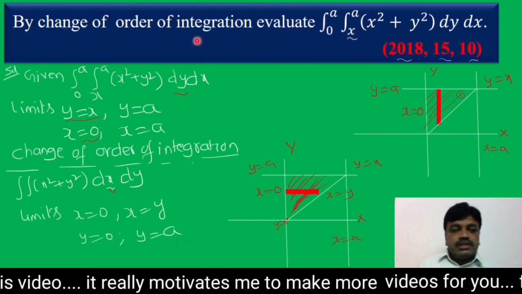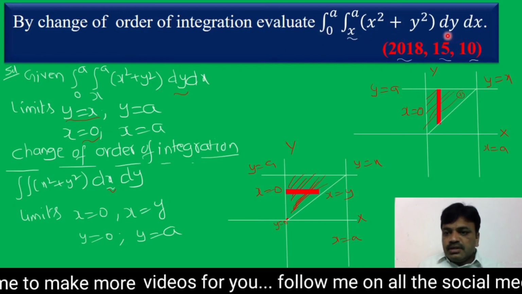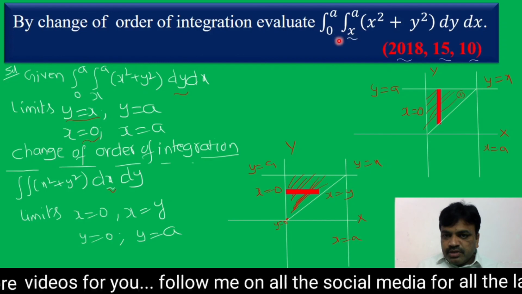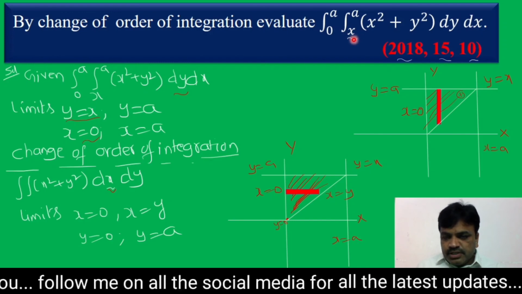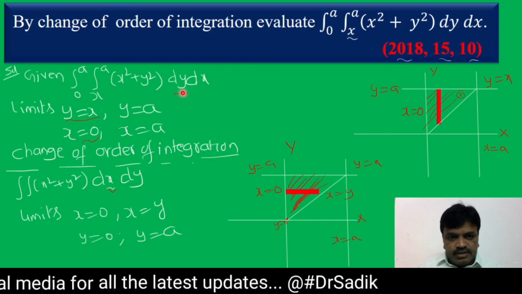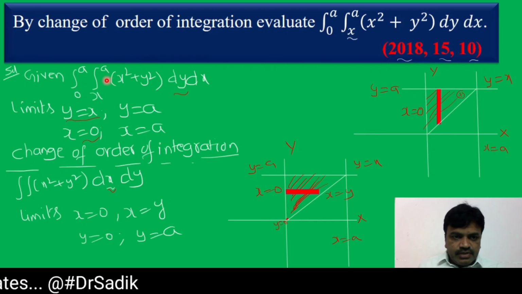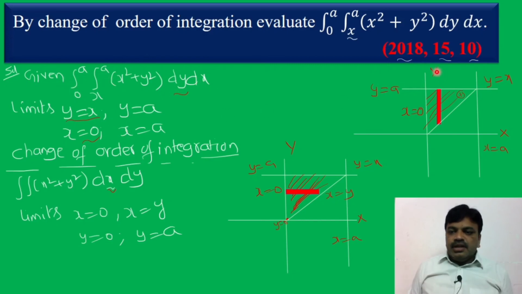what does it say? Change of order of integration. First I observe that the limits are in terms of x alone. So this is the proper order, dy dx, and then I write the limits here: y is equal to x and y is equal to a, x is equal to 0, x is equal to a. Now I draw the graph, friends. So this is the x axis, y is equal to x, y is equal to a, x is equal to 0 and x is equal to a.